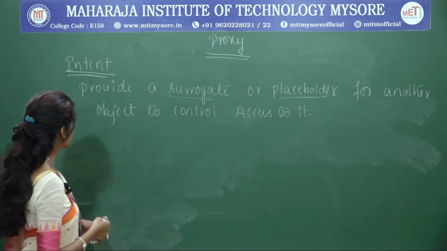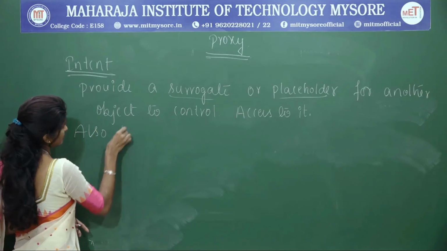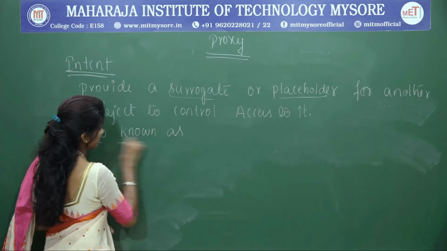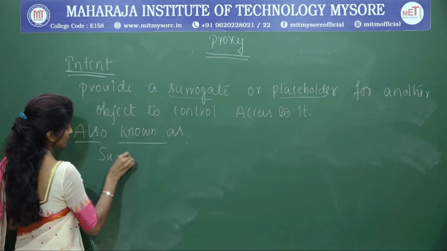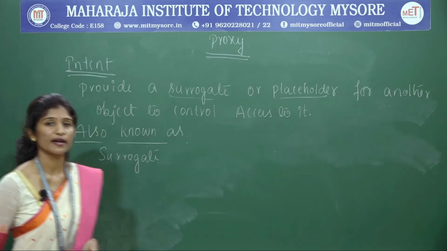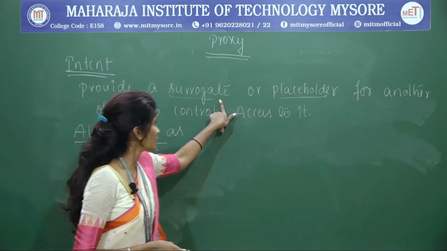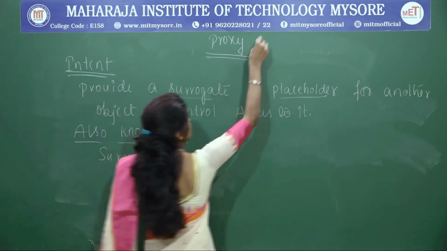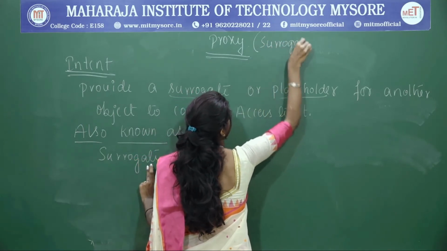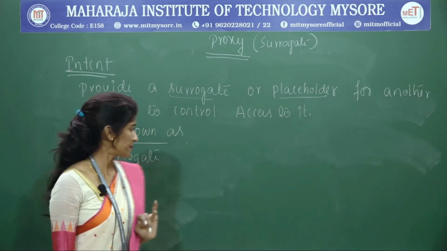Okay, before that, one part we missed. What is that? Also known as, that is, if any other names are present or not. Surrogate. Another name for the proxy design pattern is surrogate. So it is there in the definition only. You can call this proxy and surrogate alternatively. Okay, so that is another name for this design pattern.